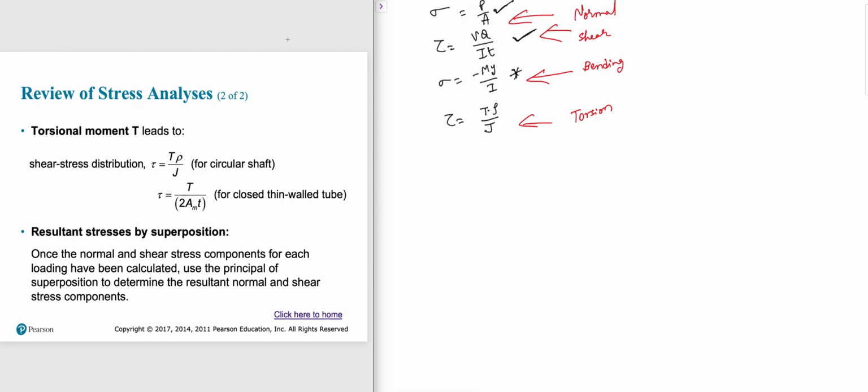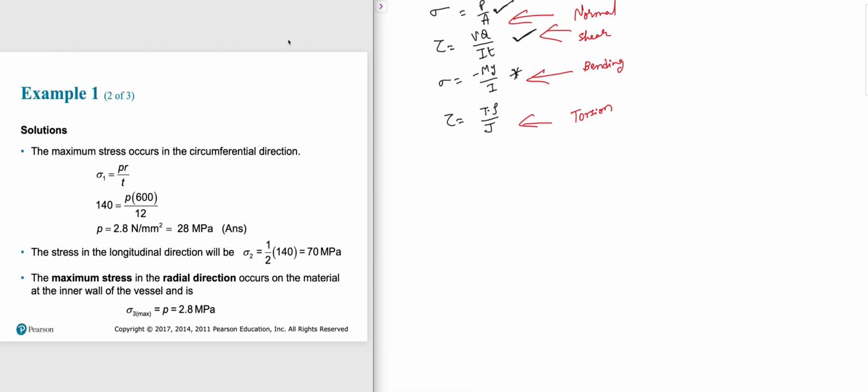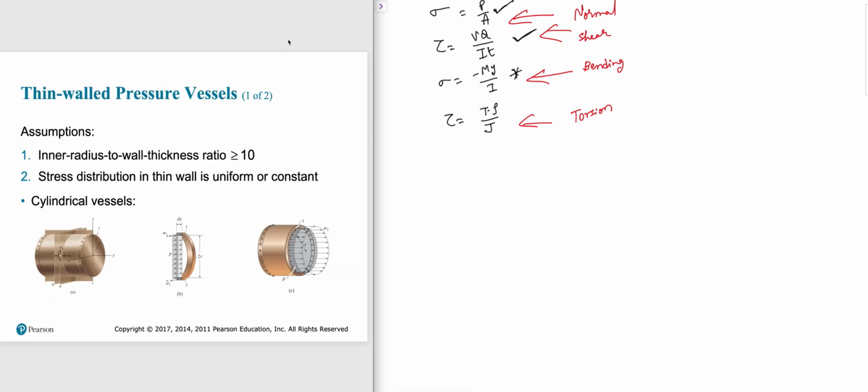That's what we'll see. So before that, I have to introduce one concept, which is thin wall pressure vessels. So let's start from this concept.